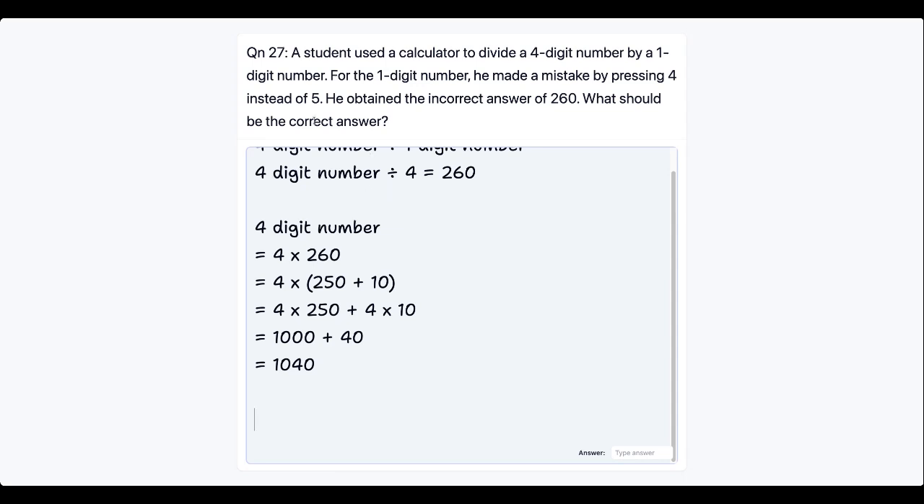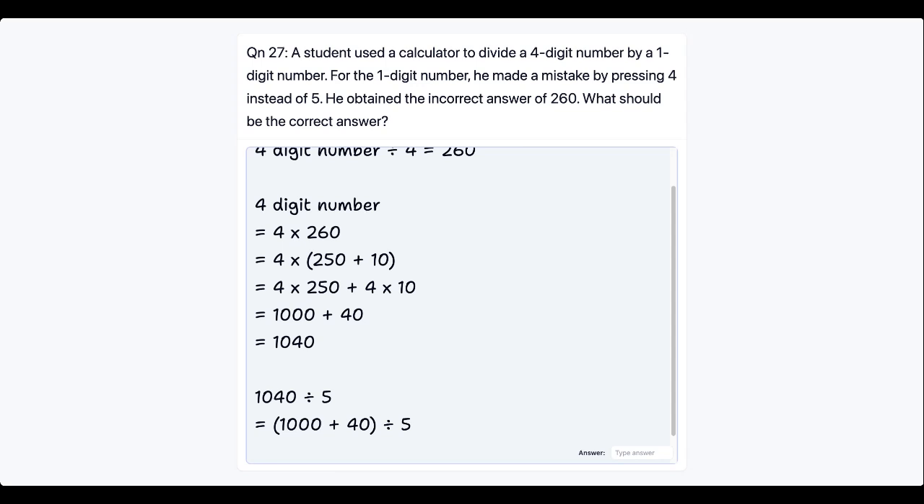1040. So what should be the correct answer? The correct answer is basically 1040 divided by 5, which is equal to 1000 plus 40, and then you divide it by 5. I'm trying to optimize everything, so I don't have to draw my workings out.